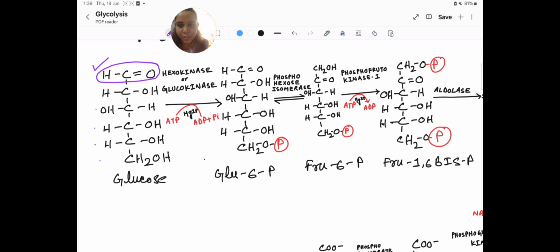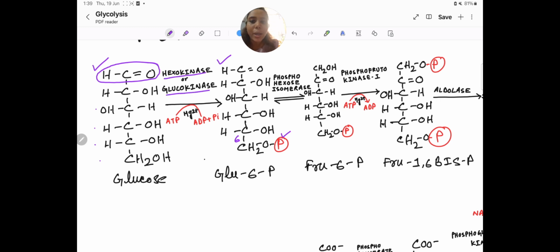glucose 6-phosphate. So what happens? There is addition of one phosphate group. See, this is another structure of glucose where the only change is at the 6th carbon, that is the phosphate group addition. And this enzyme is named hexokinase or glucokinase, these two can work at the same time, right? Why are there two enzymes for one step, right?